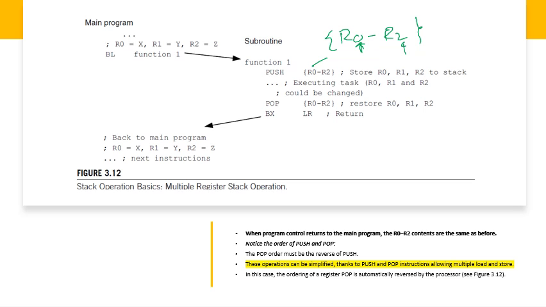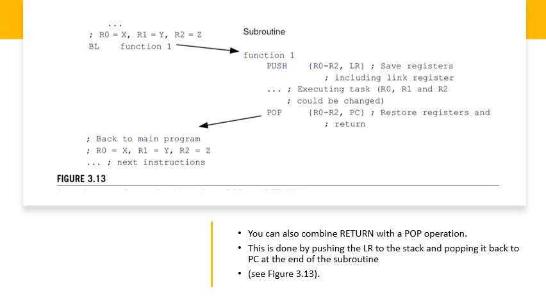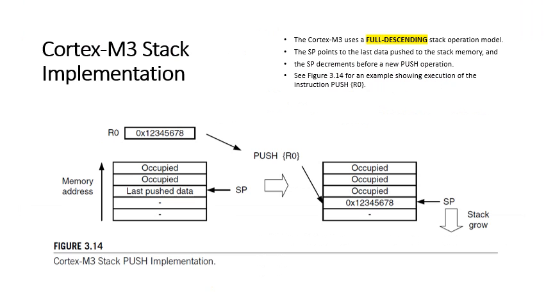Okay, next, if you consider another example, we can use R0 to R2 as well as the link register. The link register is associated with the program counter. You can use the PC value also here, to indicate the return value. So this is one simple example.